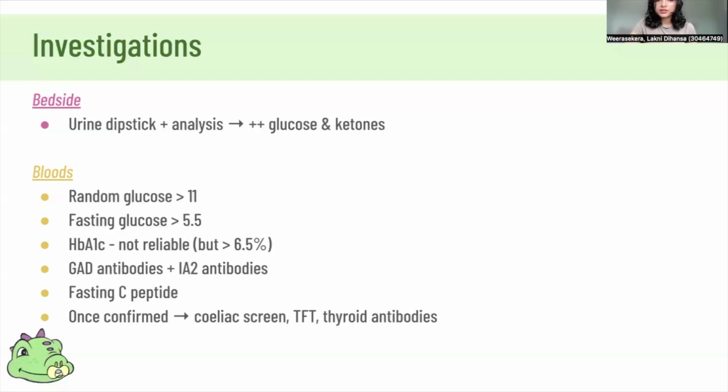Once confirmed that the patient has a diagnosis of type 1 diabetes, you want to have a look at testing for other autoimmune diseases because, as you might know, having one autoimmune disease does increase your risk of having another. So looking at things like your celiac screen, thyroid antibodies, and thyroid function tests as well.